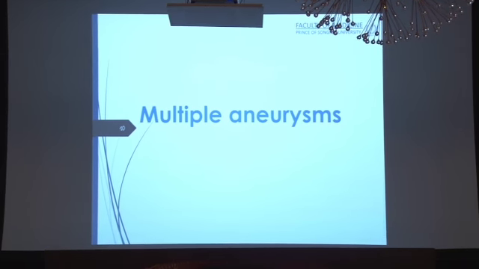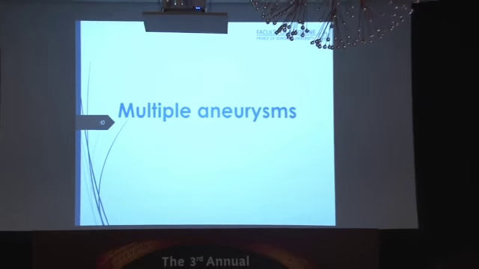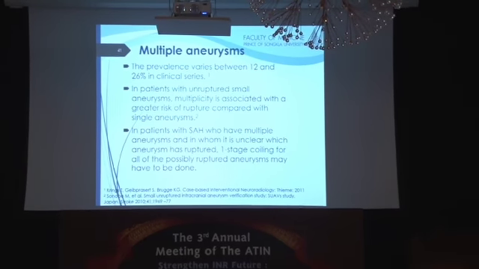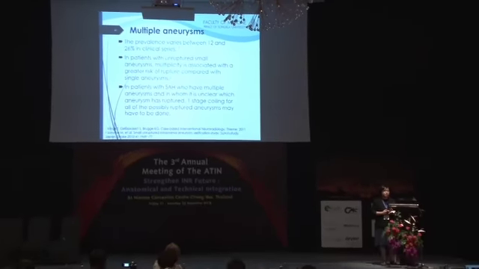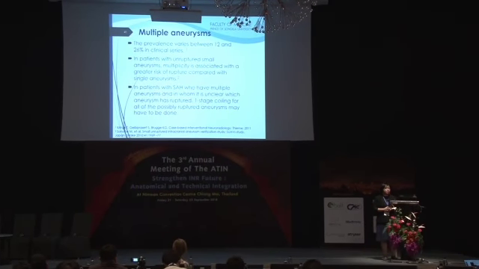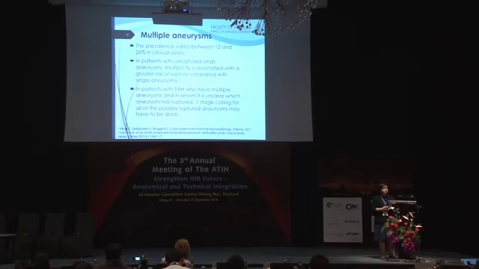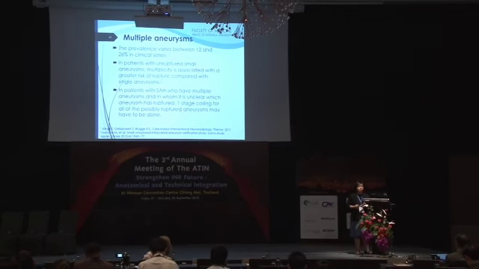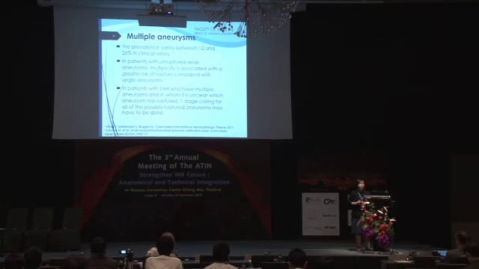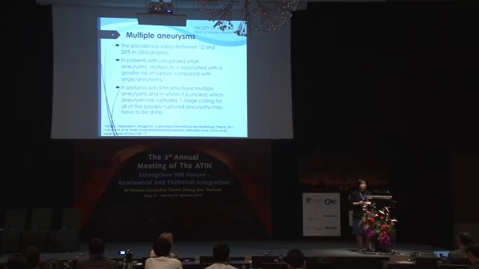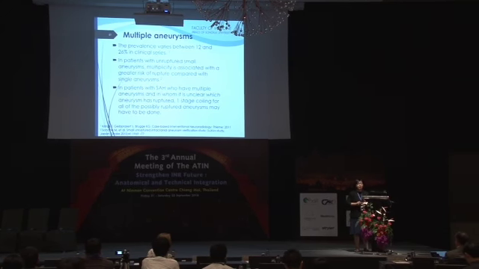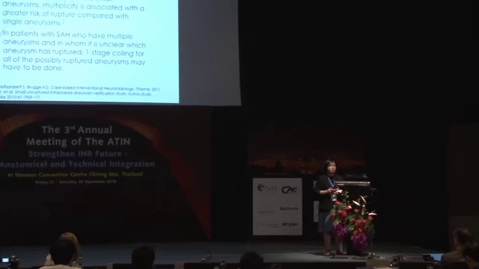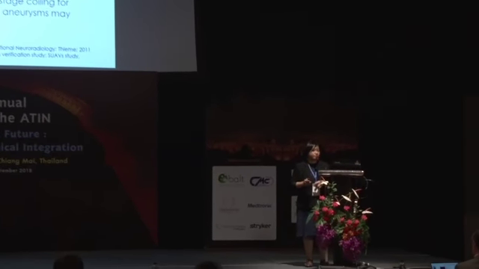Finally, we will look at multiple aneurysms. The prevalence of multiple aneurysms varies between 12 to 26% in clinical series. In patients with unruptured small aneurysms, multiplicity is associated with greater risk of rupture compared to single aneurysms. But in patients with subarachnoid hemorrhage who have multiple aneurysms and in whom it isn't clear which aneurysm has ruptured, one-stage coiling for all of the probably ruptured aneurysms may have to be done.